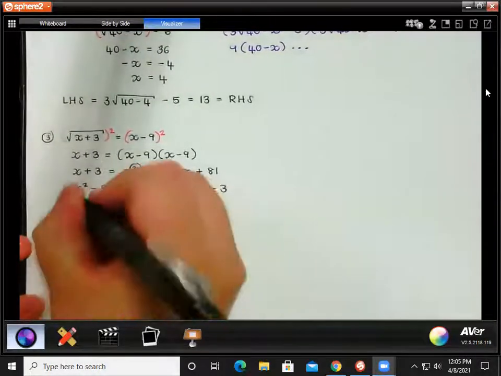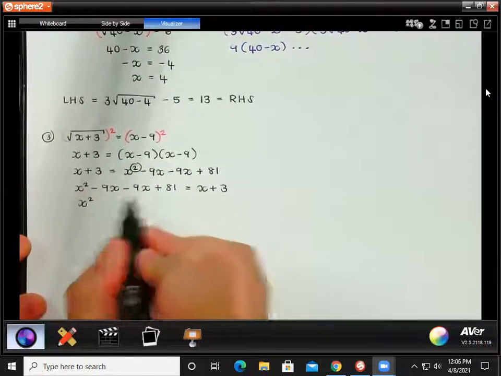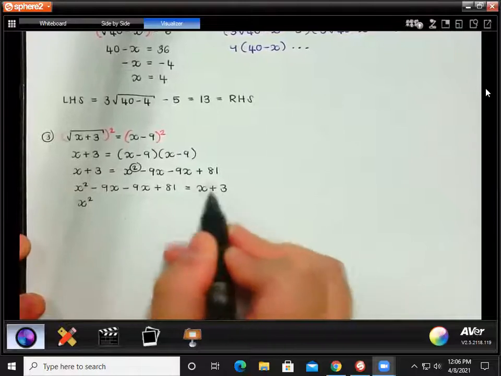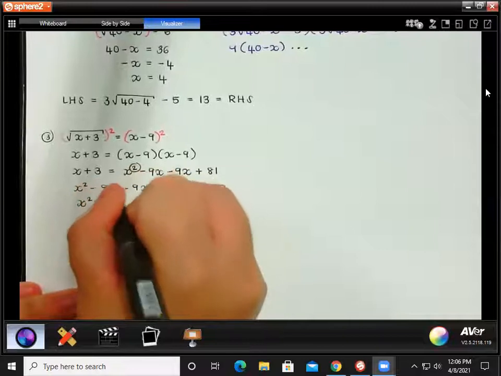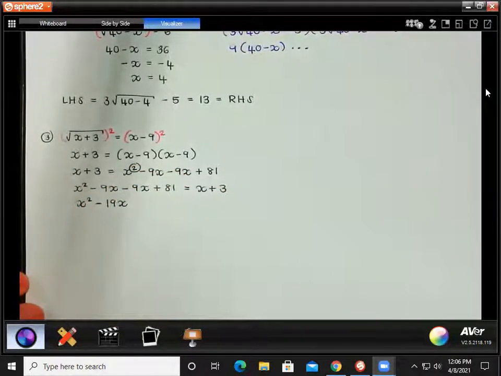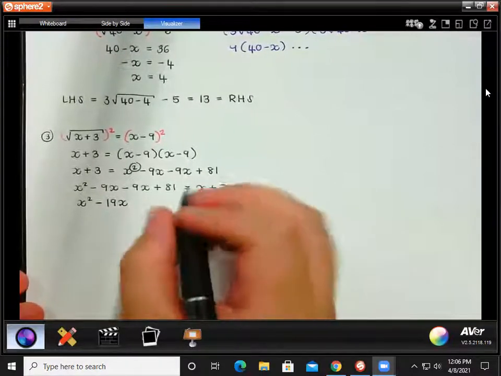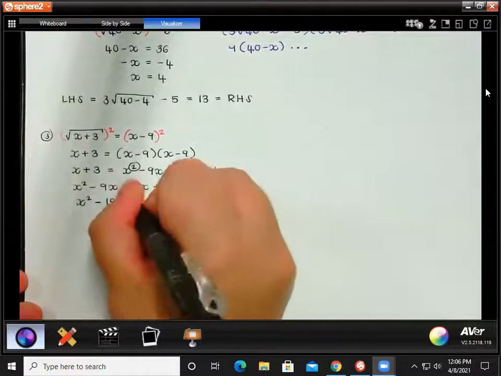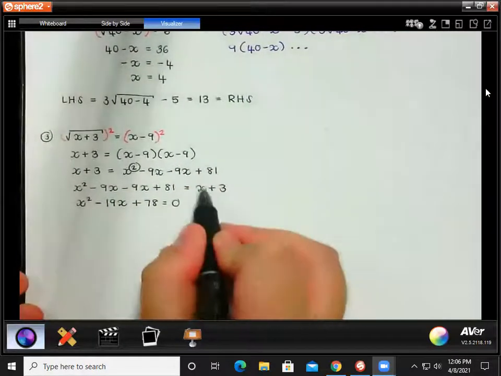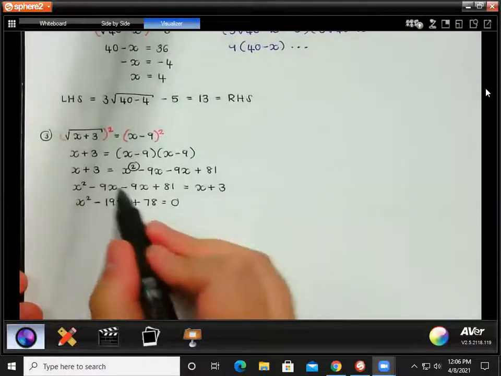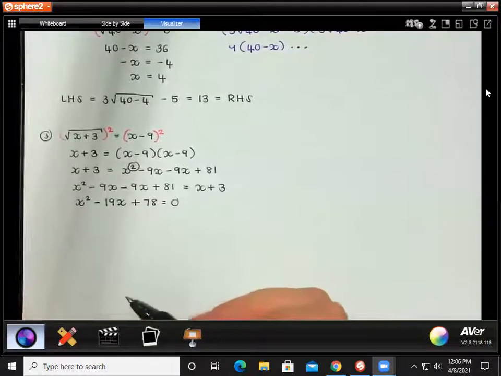Okay, so we have x squared. What's negative 9x minus 9x? Negative 18x. And then this is going to become another negative x. So that leaves me with negative 19x. Am I right? And then what is 81 minus 3? 78. Why? That becomes a minus x when you move it. So that's negative 9 minus 9 is 18, but then you bring the minus 1 again.